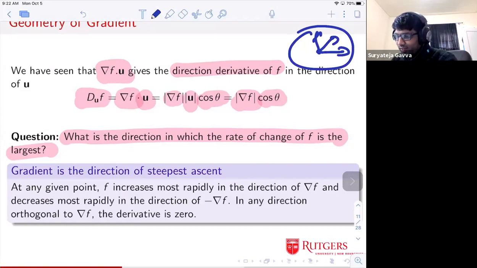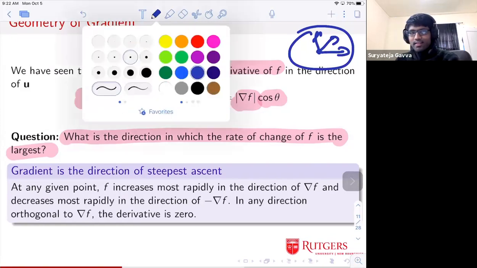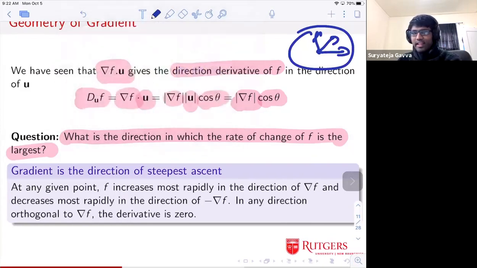No, right? So let's see. Yes, it happens if theta equals 0. The directional derivative of f is the magnitude of the gradient times cosine theta, and theta can be any number. So that means theta equals 0. Theta is the angle between the gradient vector and your unit vector u. And you're saying that angle theta is 0. So what does that mean?